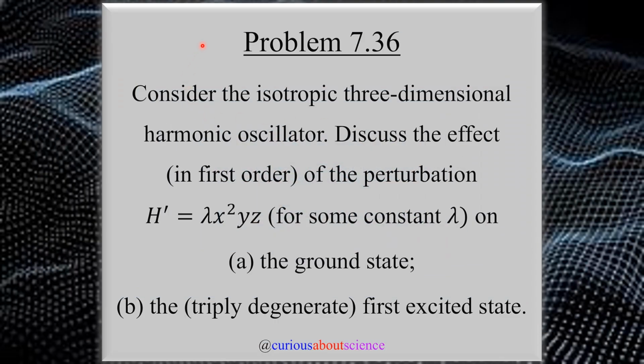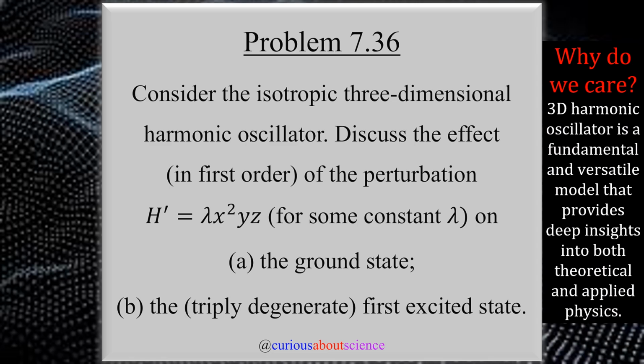In this problem, we're tasked with considering the isotropic 3D harmonic oscillator and discussing the effect, in the first order, of the perturbation H prime equals lambda x squared yz, for some constant lambda, on the ground state and the triply degenerate first excited state. So a pretty cut and dry problem, but we're going to have to invoke both degenerate and non-degenerate perturbation theory for the first order with our old friend, the harmonic oscillator.